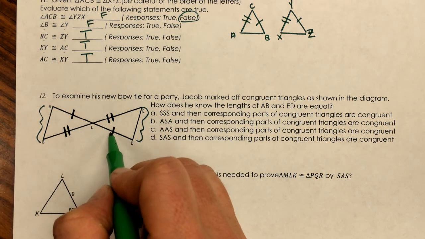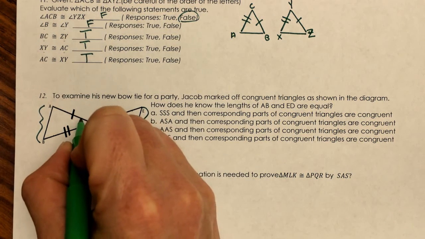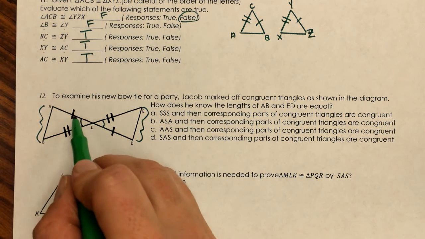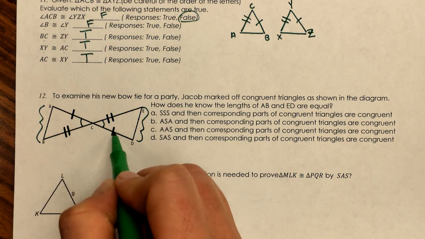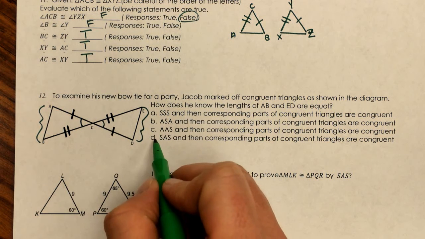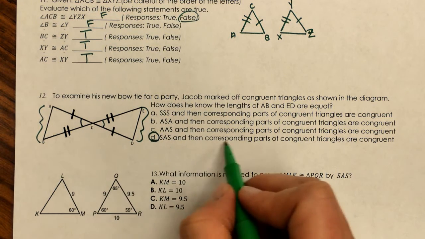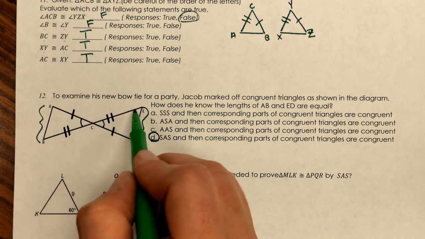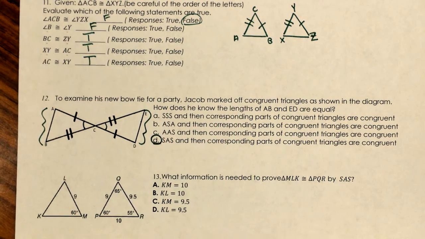So what we need to do is look at this, and we know this is congruent to this because of the marks. This is congruent to this because of the marks. And we know that this angle is congruent to this angle by vertical angles theorem. So that means we are actually showing side, angle, side. And then by corresponding parts of congruent triangles are congruent, if these two triangles are congruent, then their bases must be congruent.